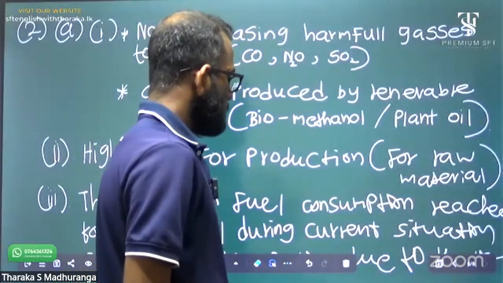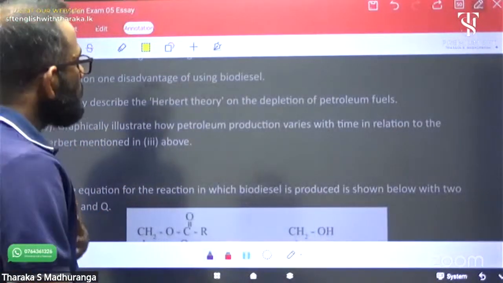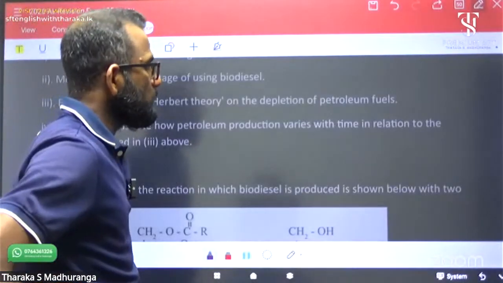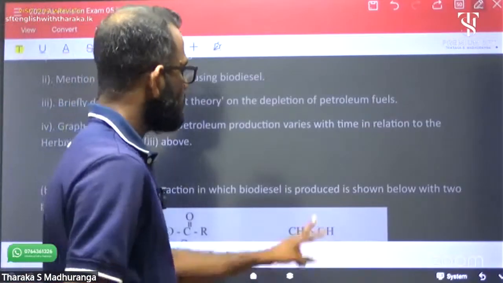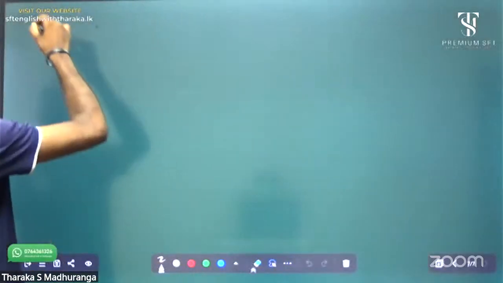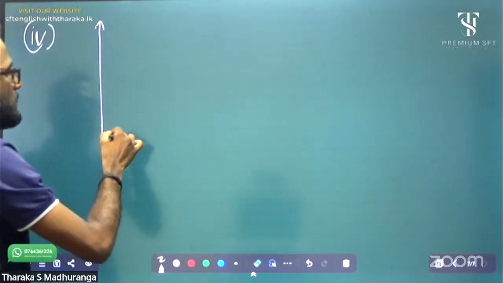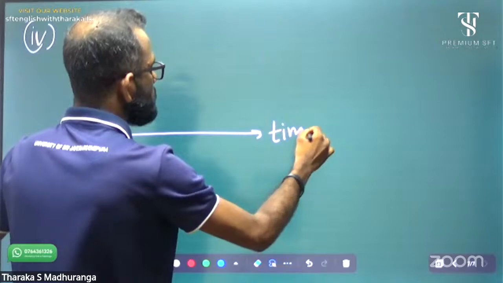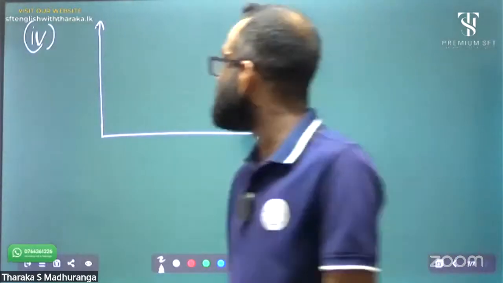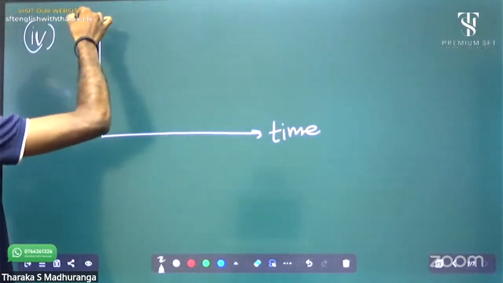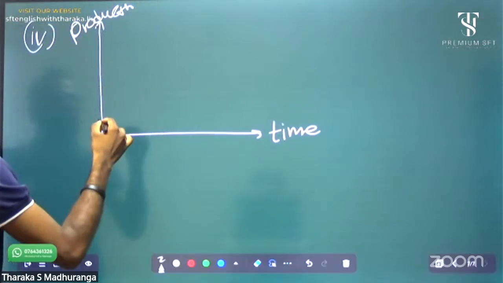Okay, next one. Graphically illustrate how petroleum production and consumption vary in relation to the Hubbert law. He explained this law, this graph, very simply. This is a graph, this is time. You have to mention this axis, if not, you don't get marks. Time and consumption or production. I mean, production.